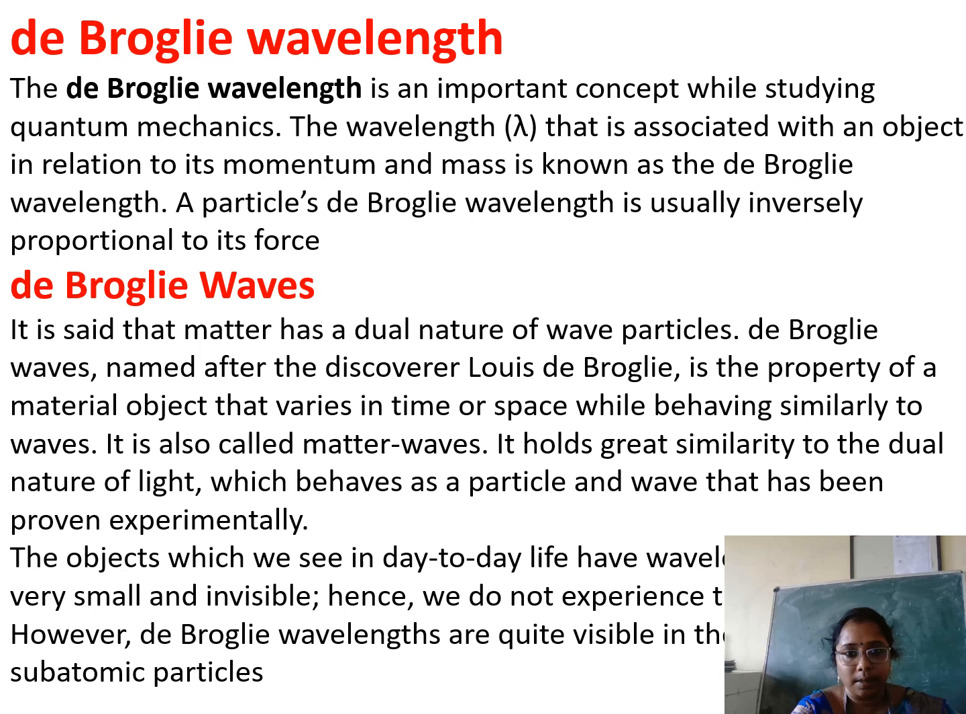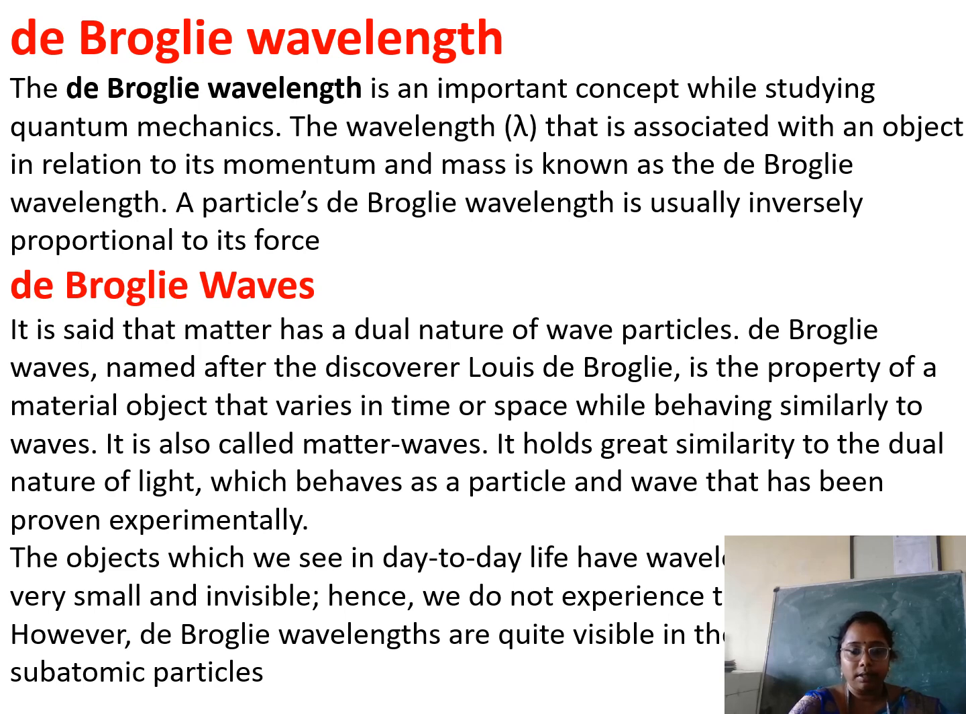So let us discuss the de Broglie wavelength. The de Broglie wavelength is an important concept while studying quantum mechanics. According to de Broglie, every moving particle is associated with a wave. That wave is called a matter wave, de Broglie wave, or pilot wave. The wavelength associated with an object in relation to its momentum and mass is known as de Broglie's wavelength.